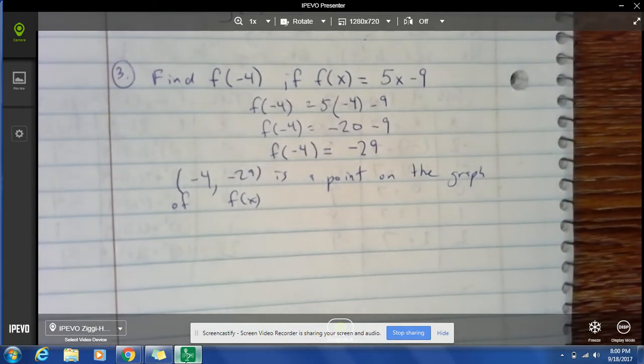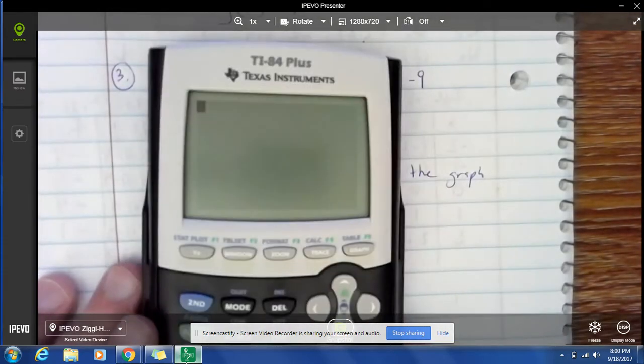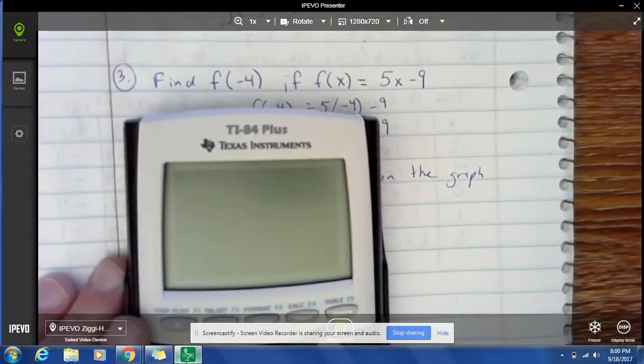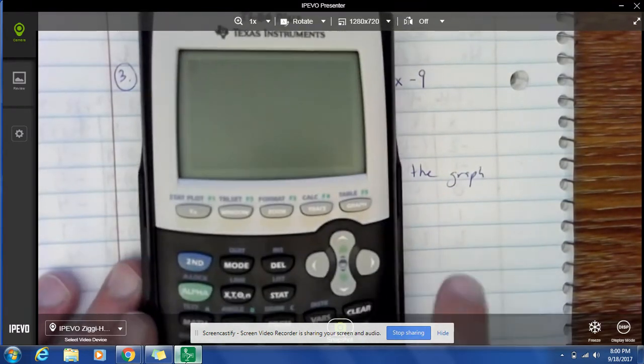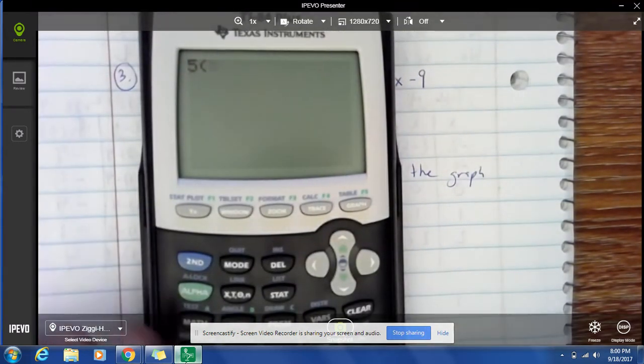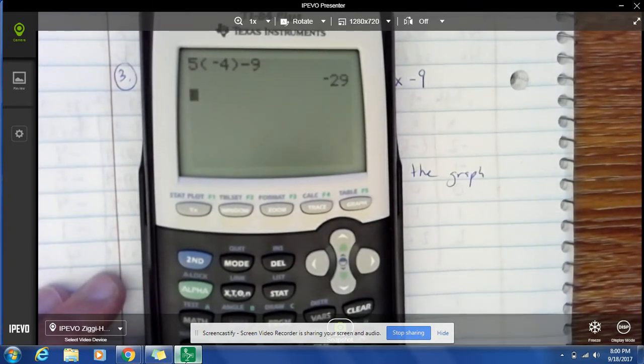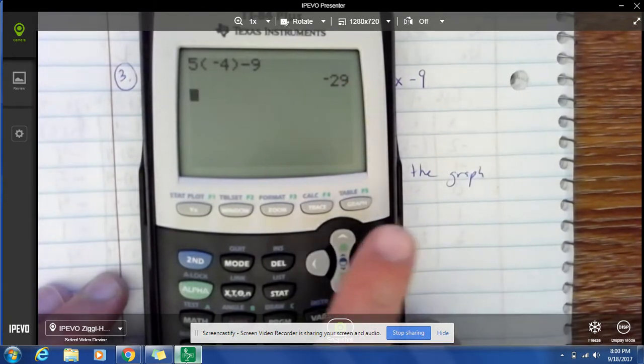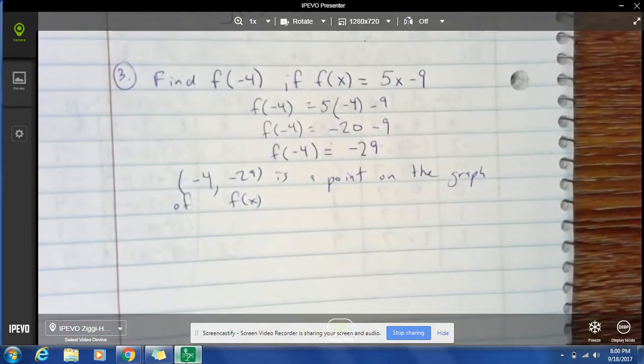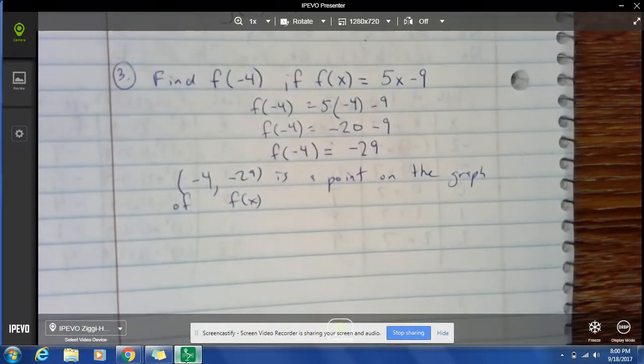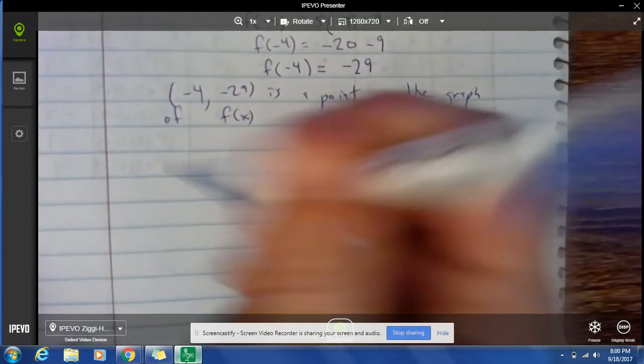Okay, I'm also going to show you, I mean, you probably already know this, but as they get more complicated, it's good to know how to do this on the TI calculator. So if I just want to figure this out on the TI calculator, all I have to do is 5 parentheses, -4 minus 9, boom, it's -29. So if you want to do it that way, I guess I can allow it. Why should you know how to do it that way? Because of this next example, example 4.